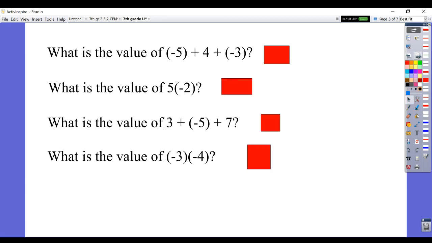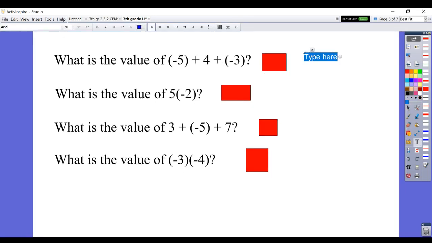Another thing you'll have to do on the quiz is to be able to work with integers, because that was a focus of this unit. So what is -5 plus 4 plus -3? When you're trying to figure out the answer, you could do it on a number line. You could start at -5, go to the right 4 units, and then go back 3 units and see where you land.